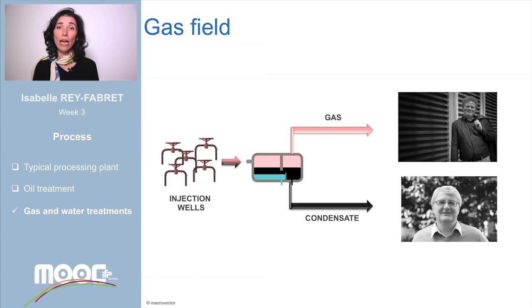In the case of a gas field, the effluent entering the process is composed of gas and liquid, named condensate. Therefore, the first processing step is a separation called primary separation, in order to send the resulting gas and liquid to two different treatment chains. Hereafter, Olivier Bernard will describe the gas treatment and Jean-Luc Monsavoie the liquid treatment.